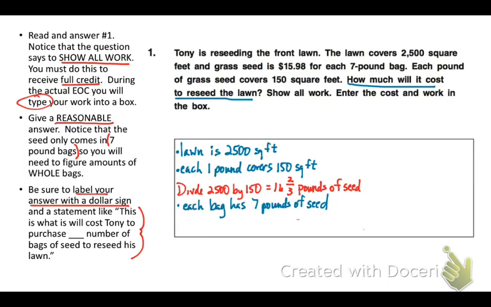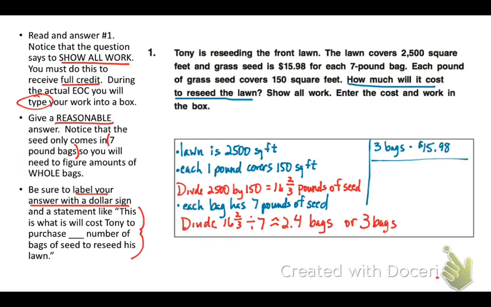We also know that each bag has 7 pounds of seed. So if we divide that amount of seed, 16 2/3 pounds, by 7, we'll find the number of bags. It's about 2.4, but you can't buy a partial bag, so we'll use common sense and say that Tony needs 3 bags. Now we can finally get to the cost, because 3 bags times the cost per bag will give us Tony's cost, which is $47.94. Then you would want to label that with a complete thought that says Tony's cost to seed his lawn. Also include a $ sign in your amount.